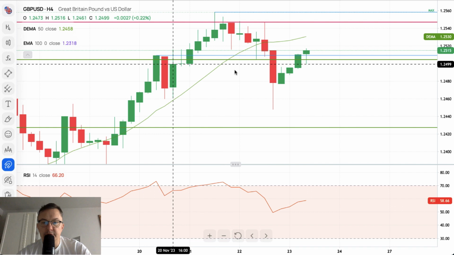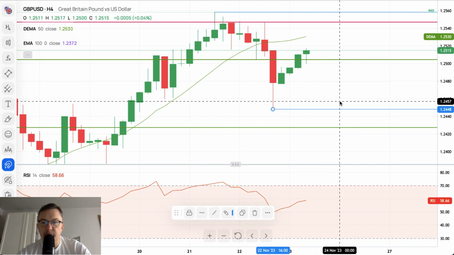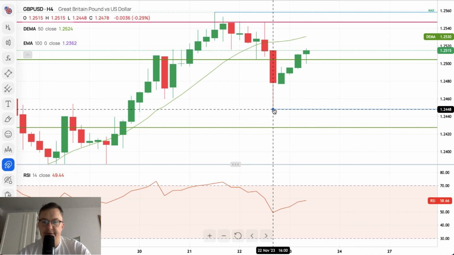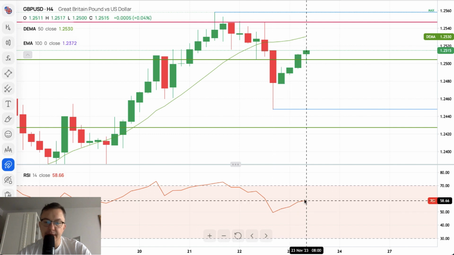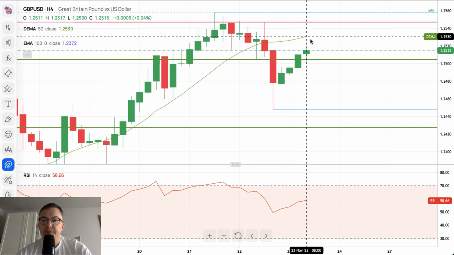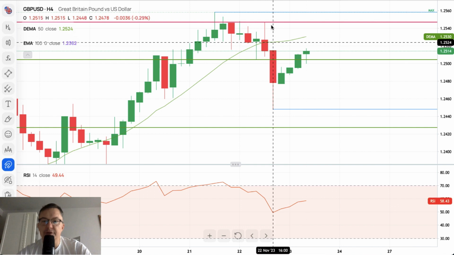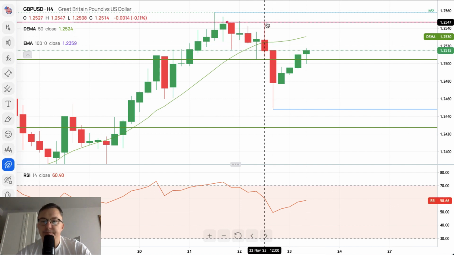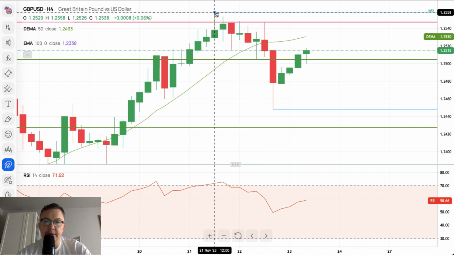So let me just place this line here, 1.2448, intraday technical support. We hit the level of 50. Now we're bouncing back up. Momentum is positive, quite strong, 58, 59 points. We are heading towards the 50 periods moving average 1.2530, and then there is technical resistance 1.2547, and we got this local swing high.